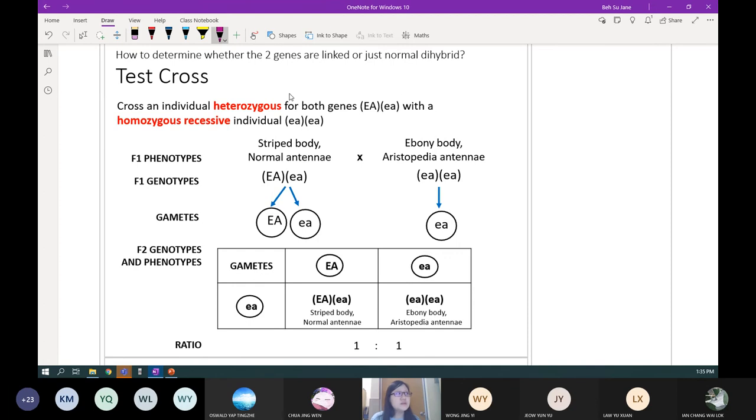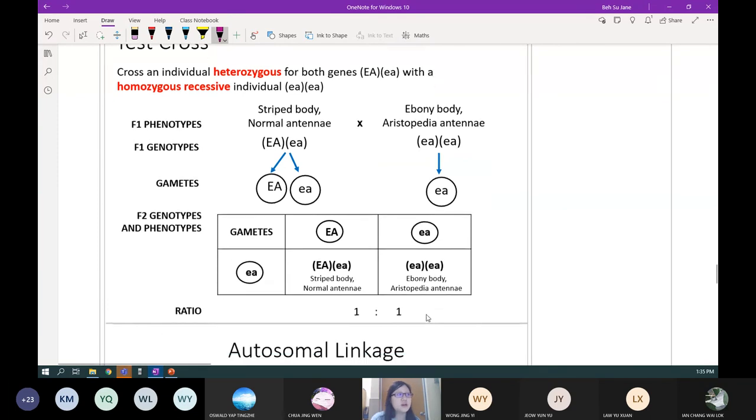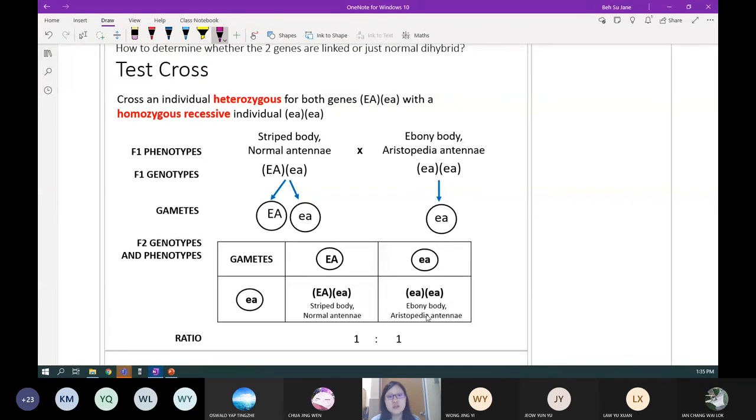So how to find if this is linked or dihybrid? You find an individual heterozygous. You already know it's heterozygous. You cross it with a homozygous recessive individual. Now, if it's linked, then you would see two different genotypes. So I need you to draw this diagram here with me. Actually, I already drew it, but I need you to draw this diagram so that you understand.